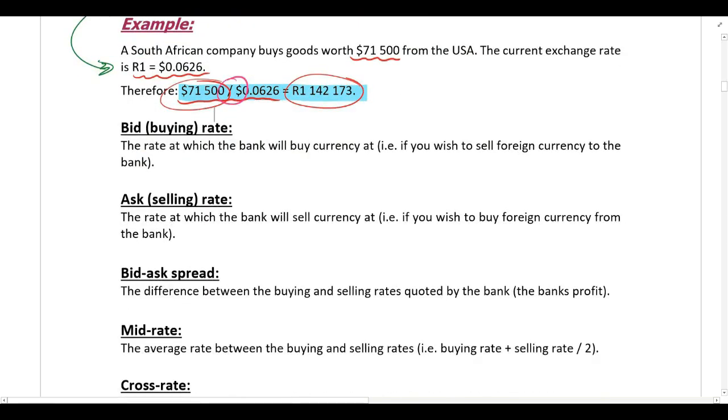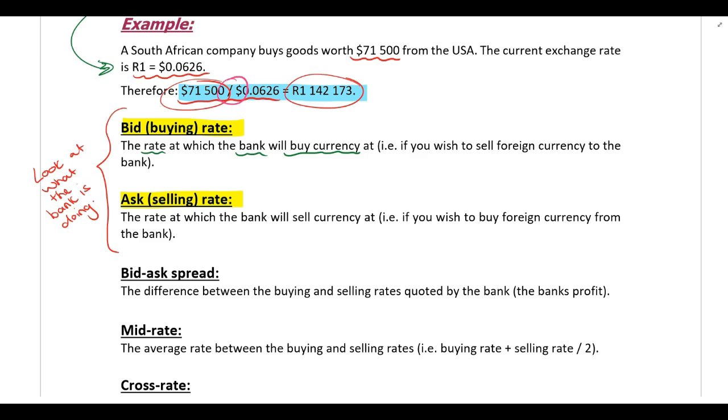Then you need to understand what a bid or a buying rate is and what an ask or a selling rate is. And please note, when we look at both of these things, we are looking at what the bank is doing. Don't look at what we are doing, look at what the bank is doing. So the bid or the buying rate is the rate that the bank will buy currency at. So guys, if you have foreign currency, as a South African, if you've got dollars or pounds and you want to convert that into rands, you are going to sell your foreign currency to the bank, which means the bank is going to be buying the currency from you, and they will buy it from you at the bid rate.